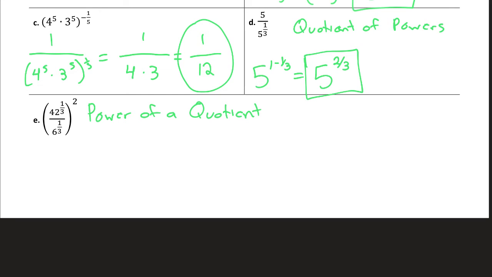Power of a quotient. So this would be on the top. It would be 42 to the 2/3 power, and then 6 to the 2/3 power. Okay.